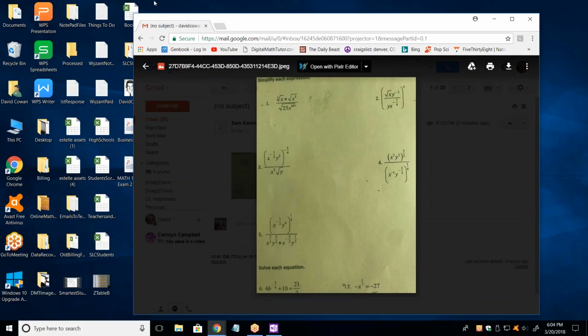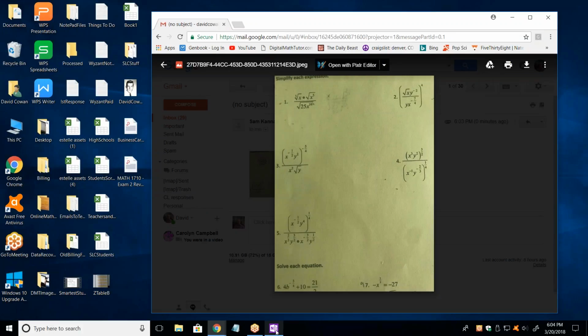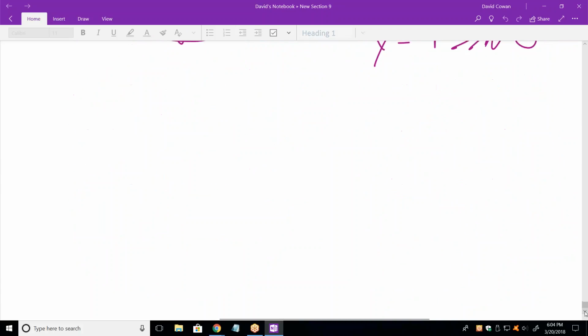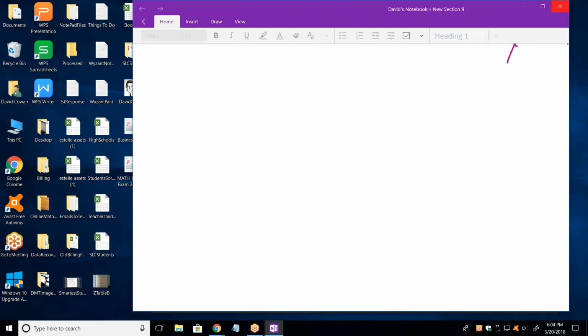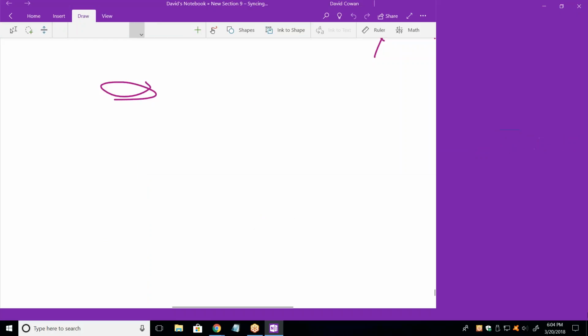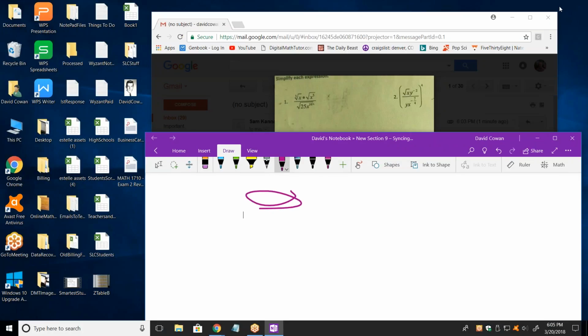Now let me at least get it written. Oh, let's see. First problem is... this program no longer syncs up, so it's hard for me to use. I can't erase with it.